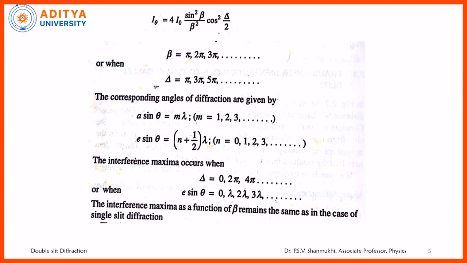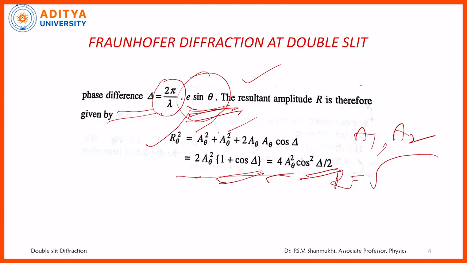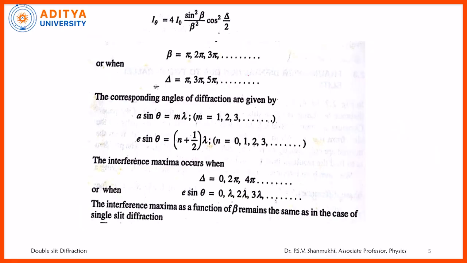Now what is this A theta square or intensity? Actually intensity I is equal to mod A theta square. In case of single slit diffraction, already we have one notation, that is the resultant intensity I naught sin square beta by beta square. We are taking from the single slit Fraunhofer diffraction intensity. That's why you will get I theta is equal to 4 I naught sin square beta by beta square into cos square delta by 2.